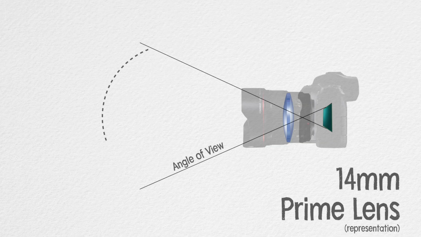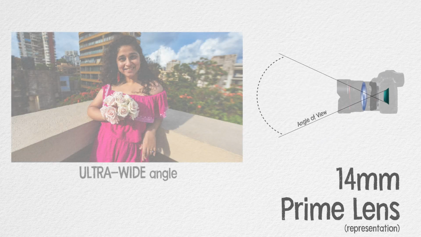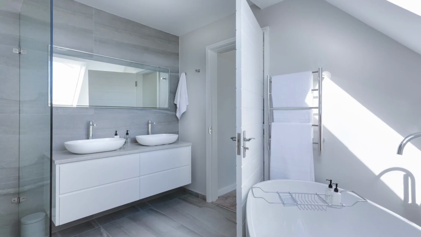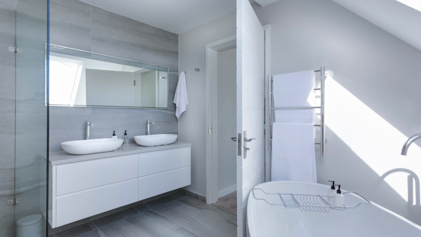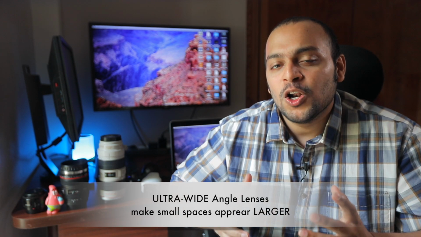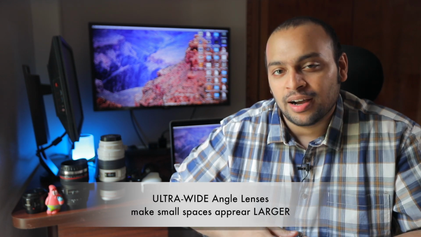This 14 mm prime lens also has a wide angle of view. It has reduced distortion and it's called an ultra-wide-angle lens. It's most popular amongst interior photographers because of the constrained spaces that they normally work in. This 14 mm ends up making small spaces look much larger than they actually are.